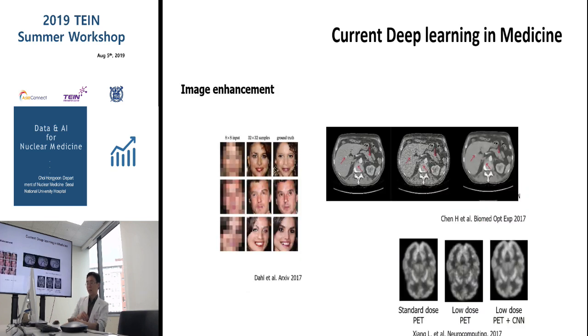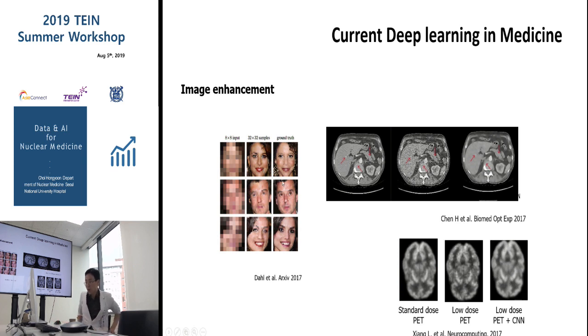And another application is image enhancement, which is related to super resolution. This is one example of super resolution. This is the low resolution image, and this is the real image. And these images are recovered from the low resolution images using supervised learning. And as you can see here, these images are very similar to the real images. So we will deal with these types of super resolution 2 weeks later.